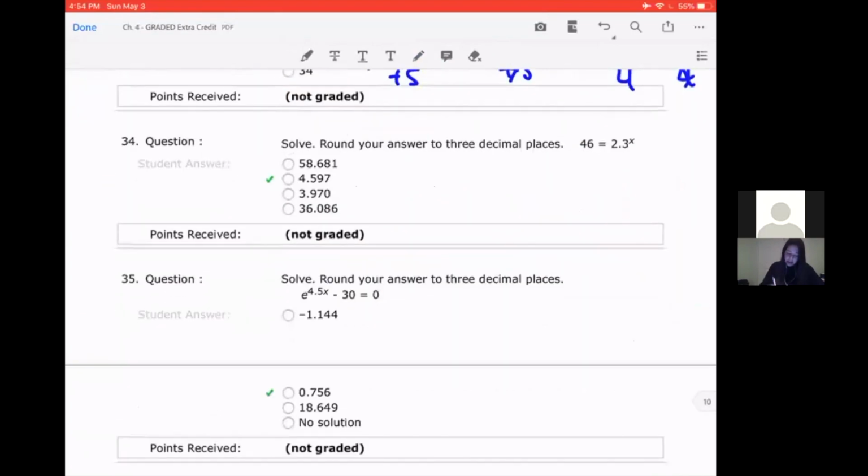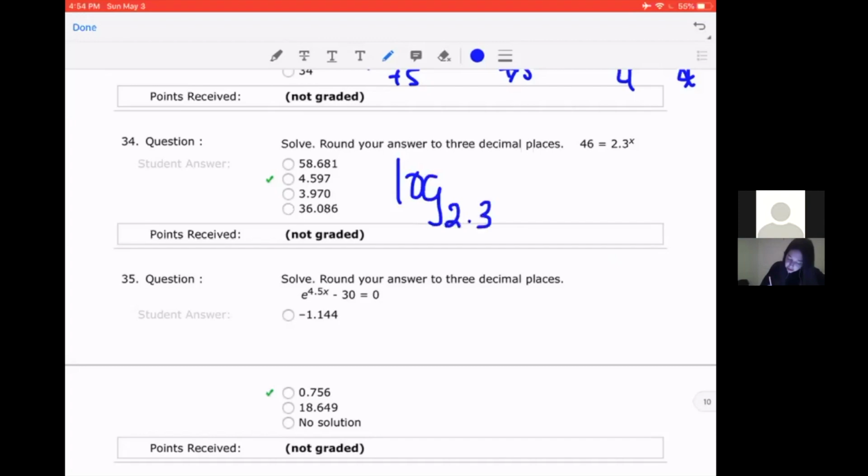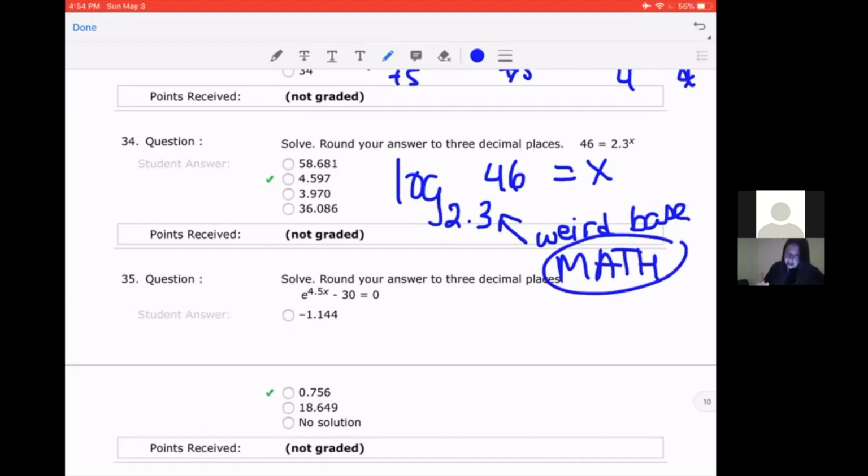For number 34, solving. Again, when x is in the exponent, that's when we need log form. So I'd put log base 2.3 of 46 equals x. Now remember, when you have a weird base, you can find that under math. Okay, if you guys go to math and then scroll down, you do have to scroll down a good amount. I think it's like the 10th option. Then there's like a log any base. All right, and you can choose that.